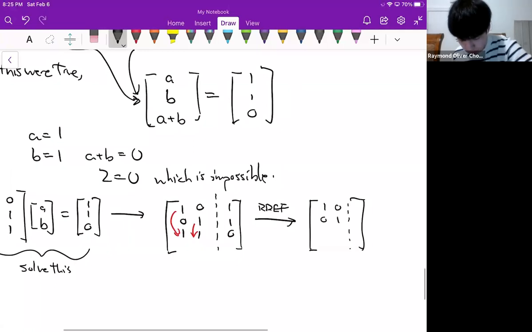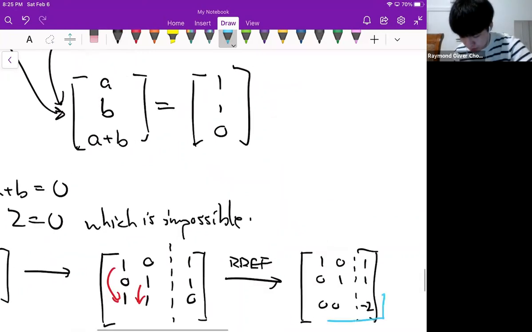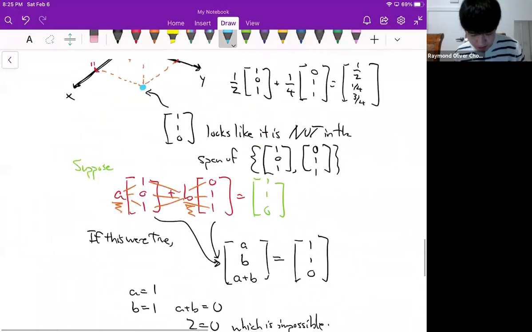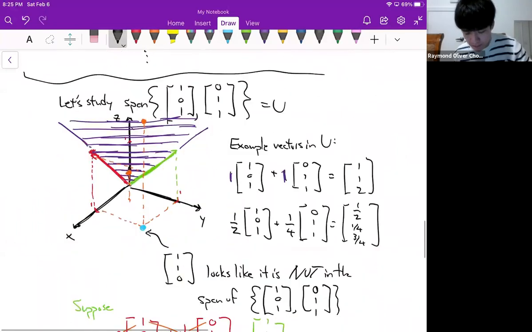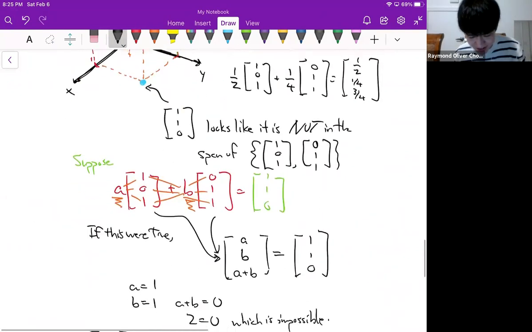0, 0, 1, 1, 1, 0, 0, minus 2, right? And if you have a row of zeros in the beginning and then a minus 2 at the end, that shows you it's impossible. So everything is working exactly the way it's supposed to. Okay. So now let's show that this thing actually is a subspace, right?